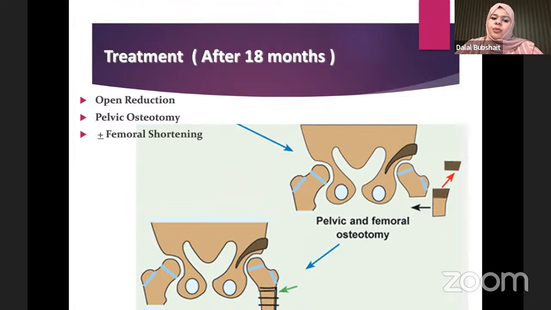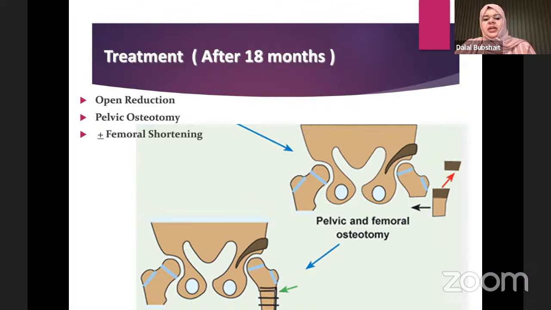More than 2 years, we will need femoral shortening, or it depends on the telescoping in the OR. So telescoping that we're talking about is after you reduce the dislocated hip, we put our finger between the femoral head and the acetabulum, and it should go up to the medial part. If we could do that up to the medial part, then it's a positive telescoping, then the child can go without femoral shortening. If it is tight or if it's irreducible, then femoral shortening is needed.